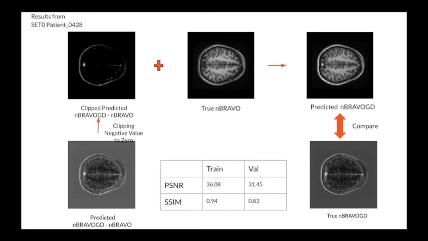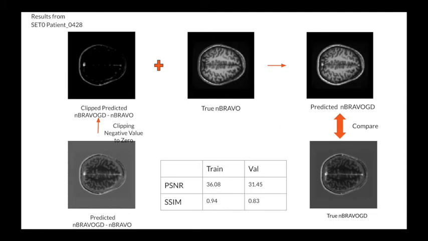For PSNR, we got 36 on the training dataset and 31 on the validation dataset. For SSIM, we got 0.94 on the training dataset and 0.83 on the validation dataset. Both of the two metrics mean that our model performs well. Let's look at a set of results.